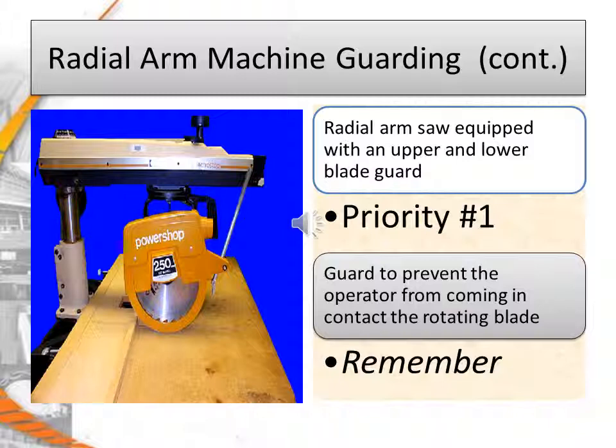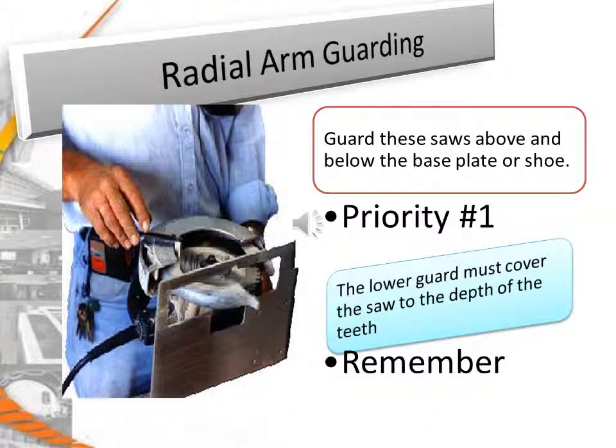The radial arm saw is equipped with an upper and lower guard. The purpose of the guard is to prevent the operator from coming in contact with the rotating blade. Guard these saws above and below the base plate or shoe. The lower guard must cover the saw to the depth of the teeth.